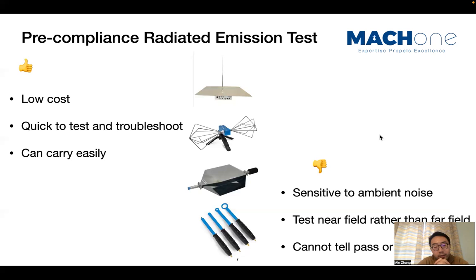And another thing is, people are quite familiar with the so-called near-field troubleshooting, where you're using a near-field probe. And then, yes, you do see noise. You do see noise in a different frequency range. But how can you translate that near-field measurement to far-field results? Which means you see the emissions, but is this pass or fail? You can't tell, right? So those are the drawbacks associated with pre-compliance testing.